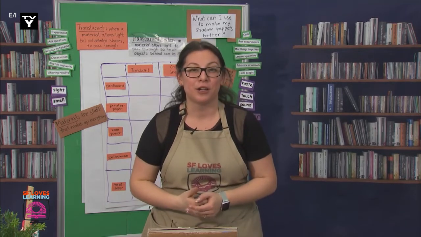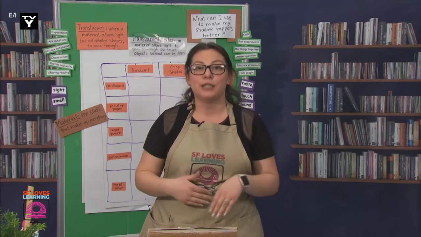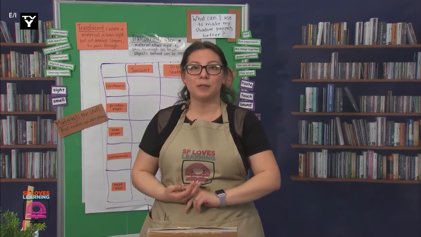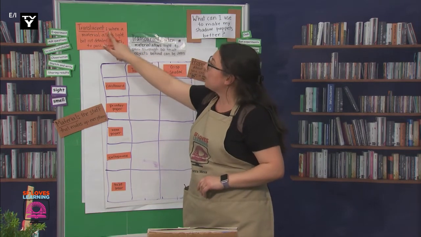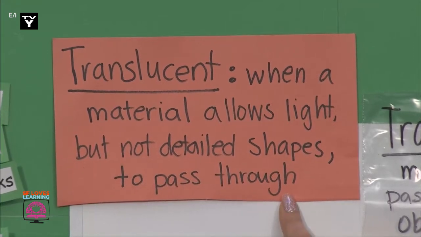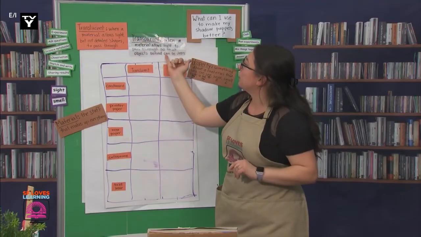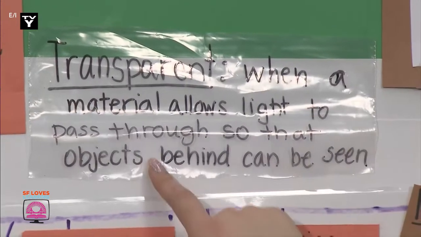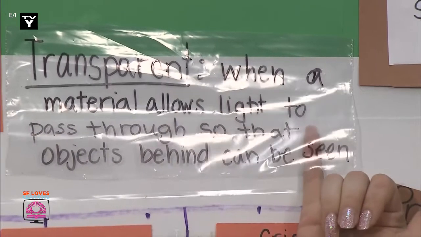Before we test out our different materials, I wanted to share some new words with you. These words are properties that we will see today. Are you ready to read them with me? Awesome. Let's read the words and see what they mean. So here we have translucent, and that's when a material allows light but not detailed shapes to pass through. Okay, kind of like what we were seeing with the shadows. And transparent, which is when a material allows light to pass through so that the objects behind can be seen.